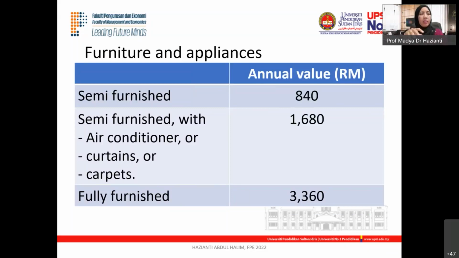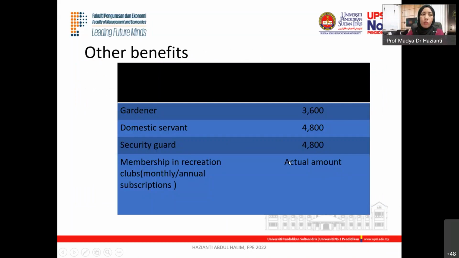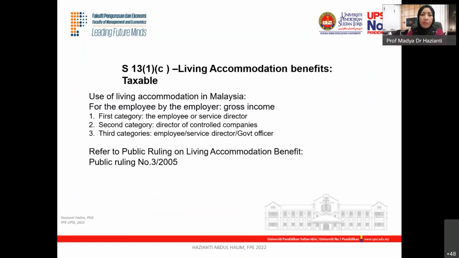So the furniture yang dapat dengan rumah tu walaupun furniture that comes with the house kan, they are in the different section. So furniture 13(1)(b). Rumah 13(1)(c). So kita dah tengok furniture. Let's go to rumah, 13(1)(c). Okay. Which is taxable.